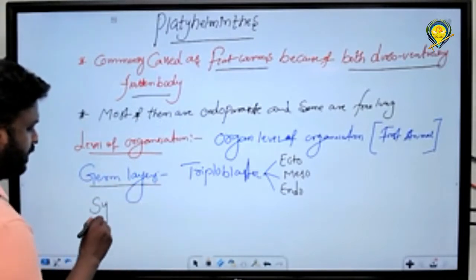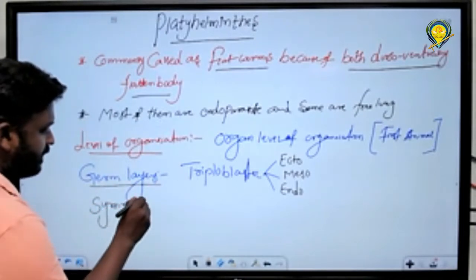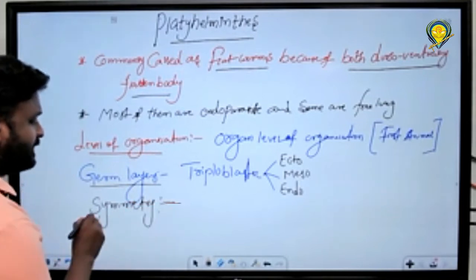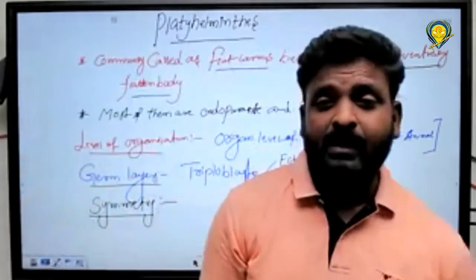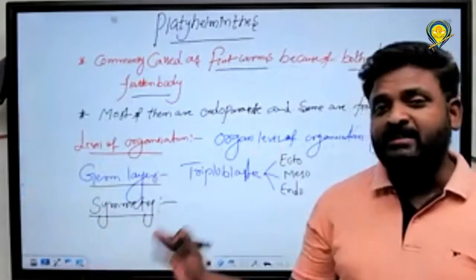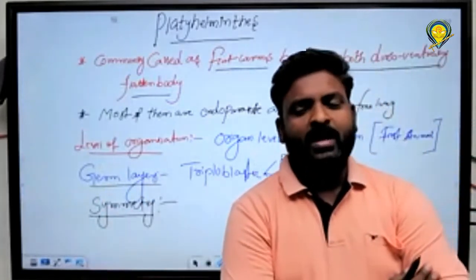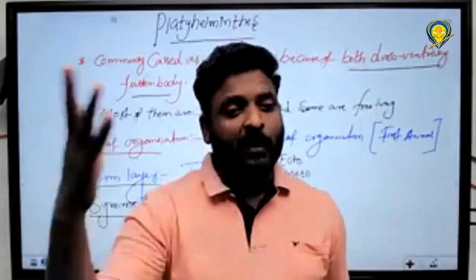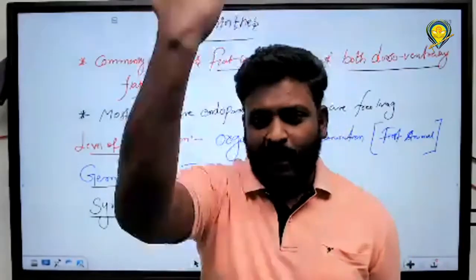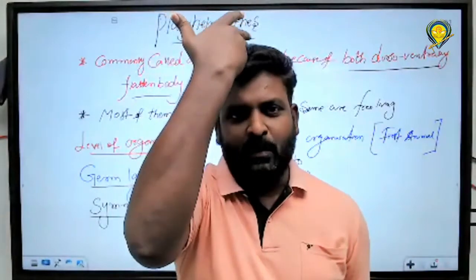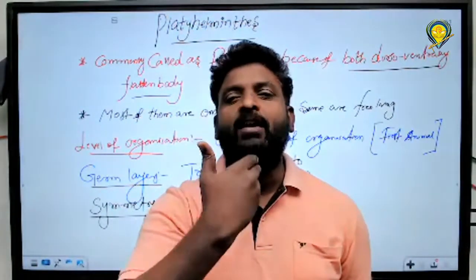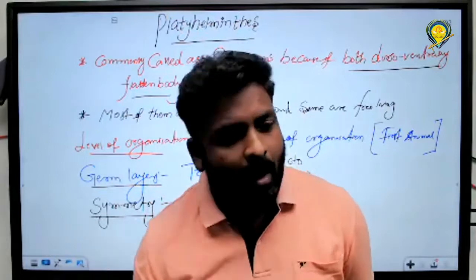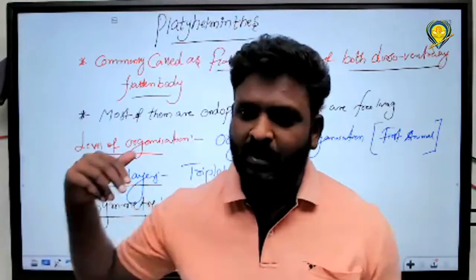Symmetry. You have to tell me what kind of symmetry it exhibits. And can we say again, this is the first animal which exhibits bilateral symmetry, right or wrong? What is the meaning of bilateral symmetry? When one plane passing through the central axis of the body, an organism can be divided into two equal halves or two equal parts. That is called as what?